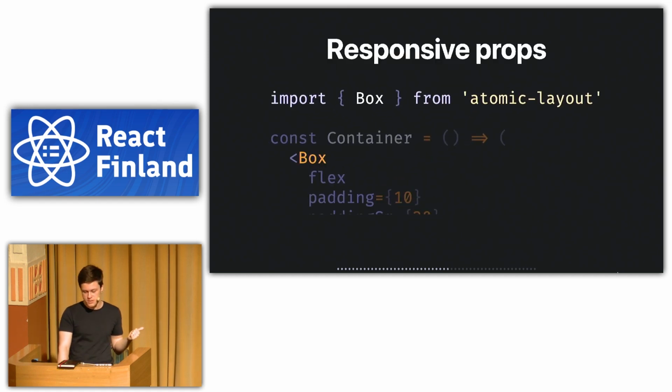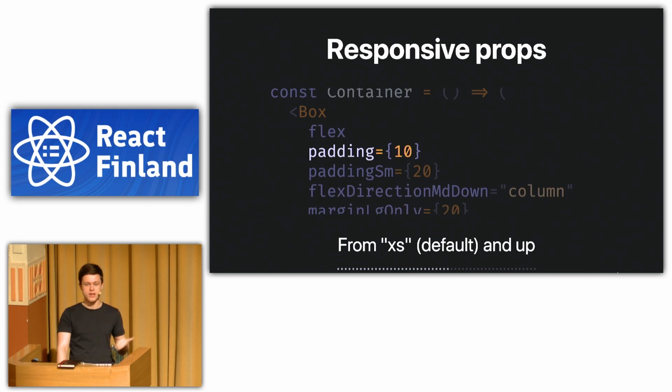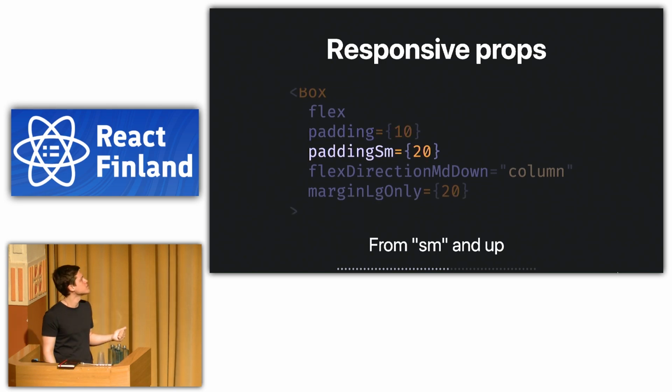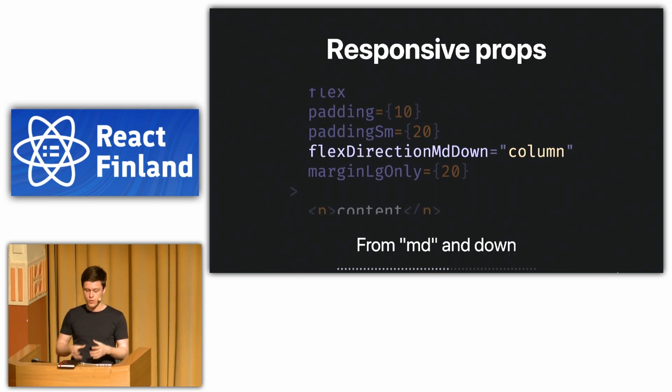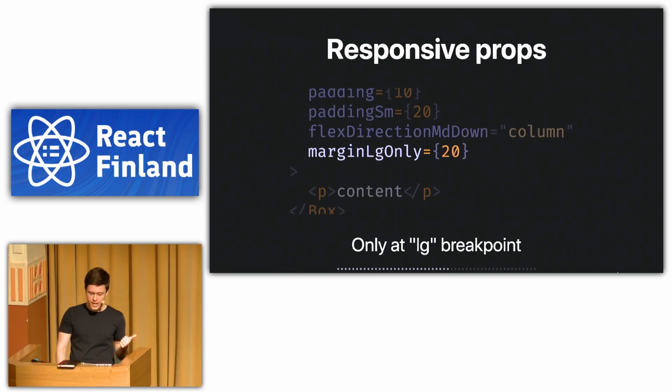We have a box component, and we can say that we want to have a padding of 10 pixels. Good? And if I want to increase the padding as my screen size increases, I just write padding small is 20 pixels, and it's applied automatically. The same way, I can control behavior, how it's applied. So I can have flex direction of column applied from medium breakpoints and down. And I can trigger specific breakpoints, so I can have 20 pixels of margin only on large screens.